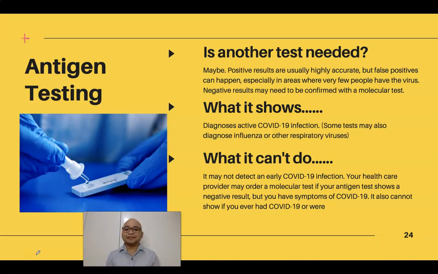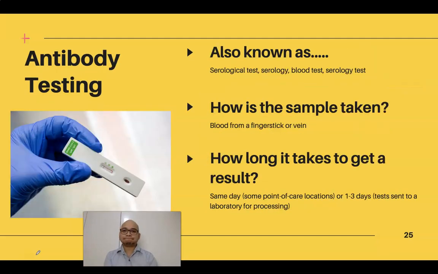It also cannot show if you ever had COVID-19 or were infected with COVID-19. Okay, so usually, it is actually not recommended to perform antigen testing for asymptomatic patients. How about in antibody testing? So antibody testing is also known as the serological test, serology, or blood test. So the sample is taken by means of blood from a finger stick or by means of venipuncture, especially if you want to get the serum.